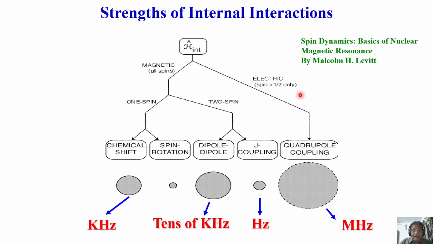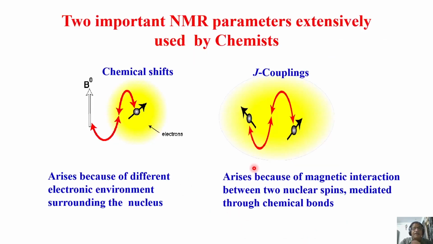Since we are not dealing with this, we are dealing with only these things. Of course, in his book, he has introduced spin rotation interaction. I am not bothered about it right at the moment. We are concentrating only on chemical shift, J coupling, and dipole coupling. And among these, dipole coupling has the largest strength, then chemical shift, then comes J coupling. Remember this.